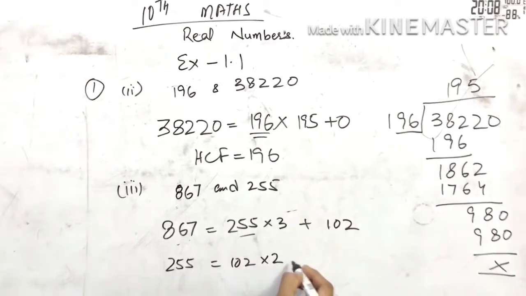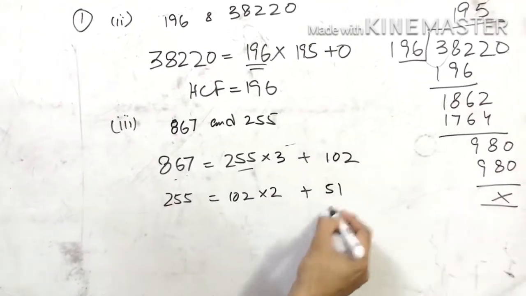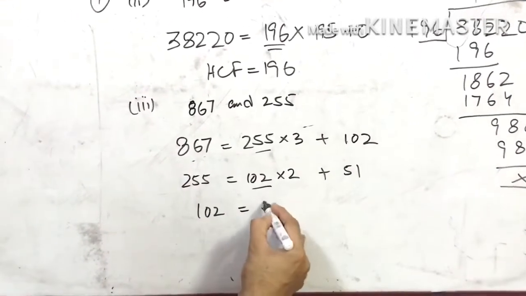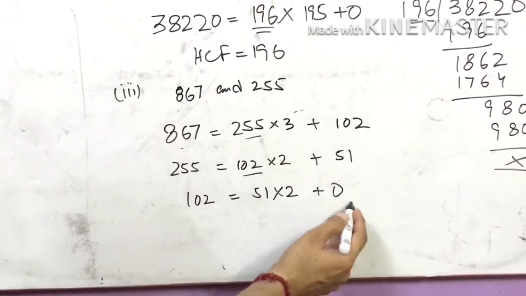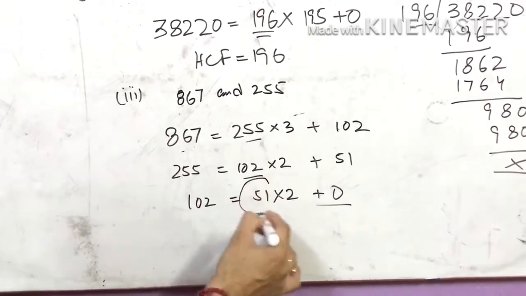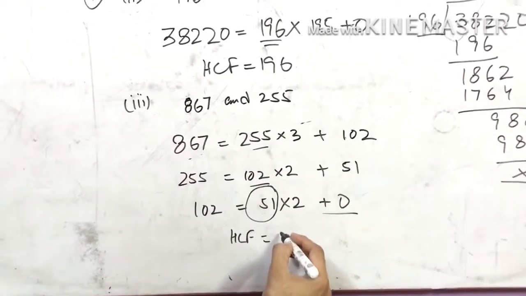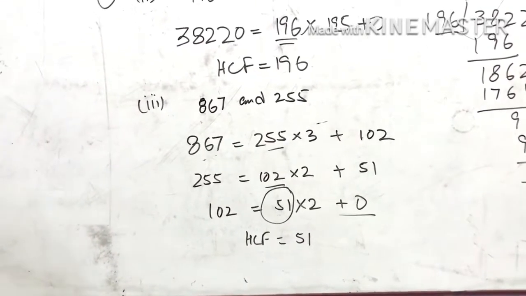Now you can multiply by 2. So the remainder will be 51. So now this number will come here. The remainder will become the divisor. By which number will you multiply and what is the remainder? So in this step you got 0. So this number will be the HCF of 867 and 255. So this is your first question, all three parts.